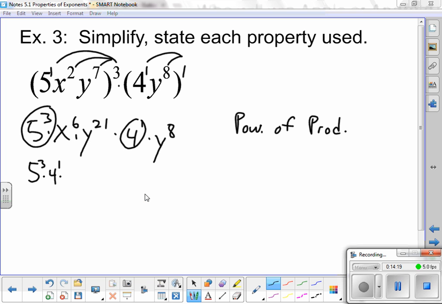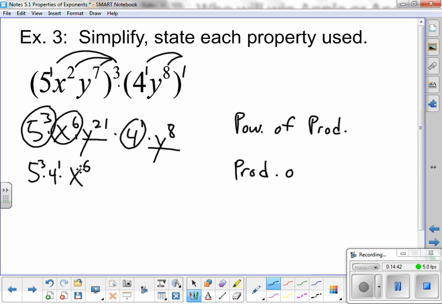Okay, so x to the 6th. So that was this one. Now what's left is y to the 21st and y to the 8th. They're being multiplied. There's no parentheses, so it's not a power of anything that we're going to be using to put those together. So far all we did was rearrange, that was it. We didn't put together anything yet. So now we're going to put the y's together. Now they're being multiplied, so it's a product.